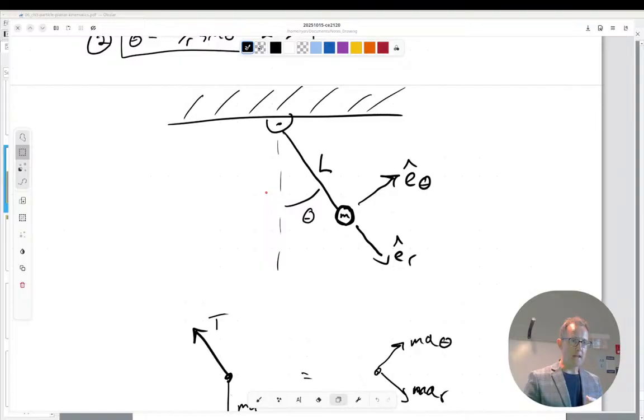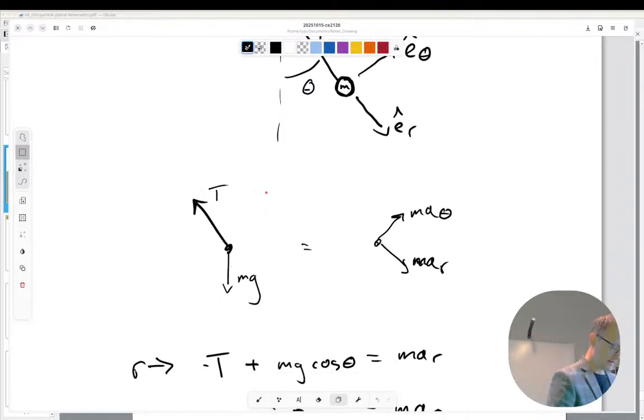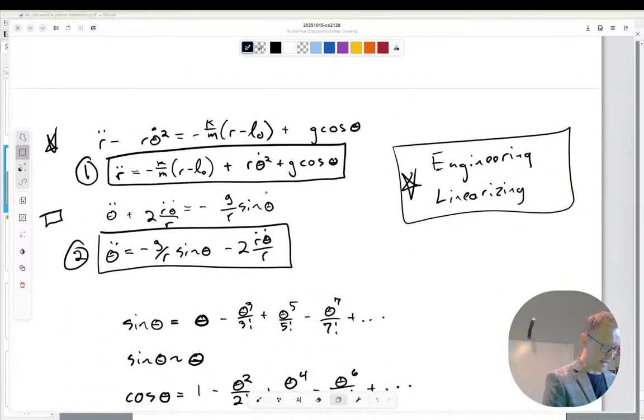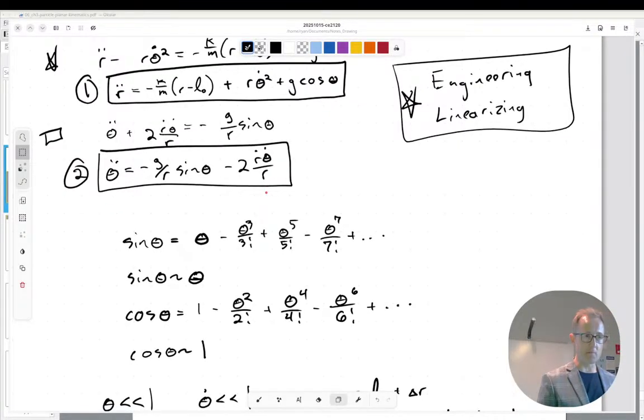Last time we were looking at a pendulum with a spring kind of support. So as it's swinging, it's also stretching. And the main thing that we were trying to get to was equations of motion.